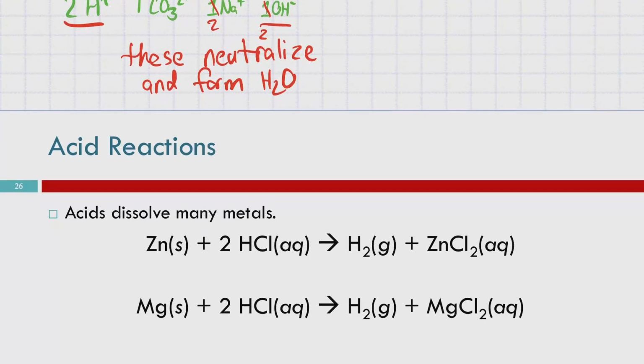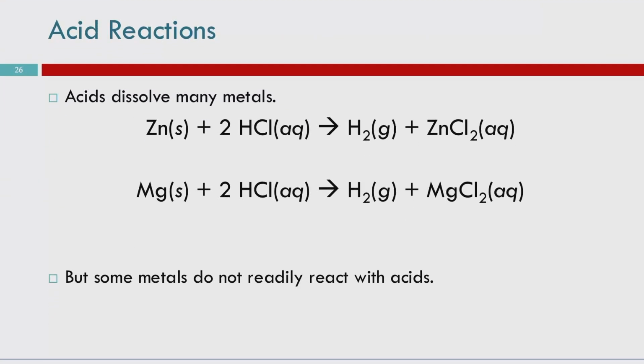Okay, other reactions that we can do with acids and bases. With acids, we've got some important ones. Acids can dissolve many metals, many but not all metals. So things like zinc and magnesium will dissolve in hydrochloric acid. And it forms hydrogen gas, H2. And it also forms a salt that has the metal in it.